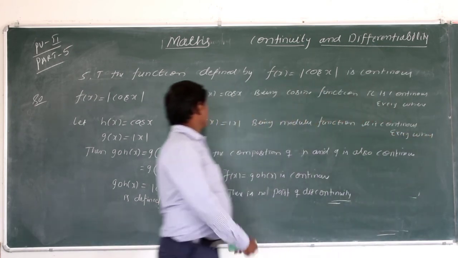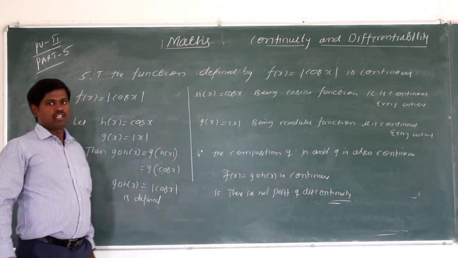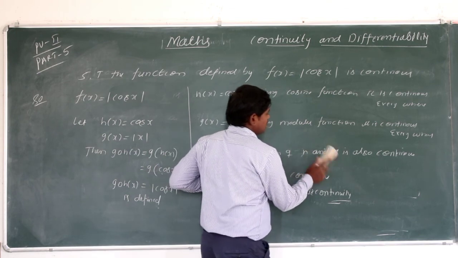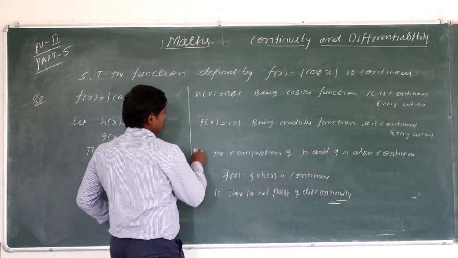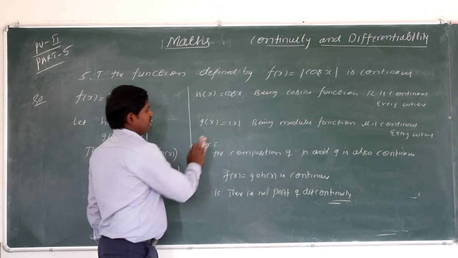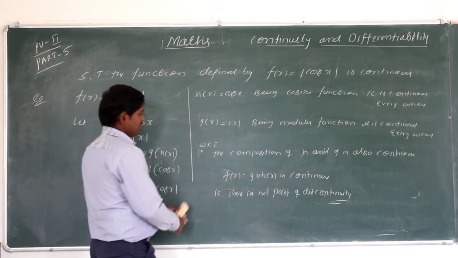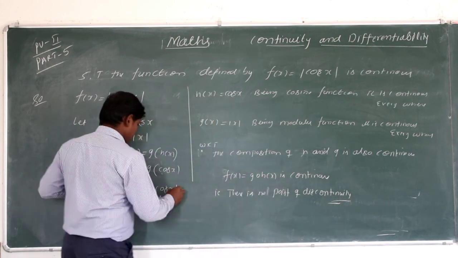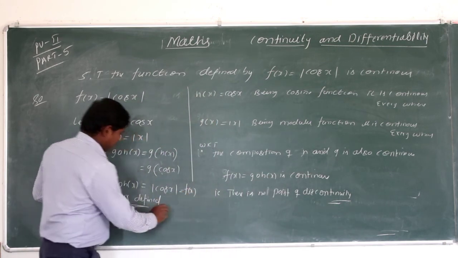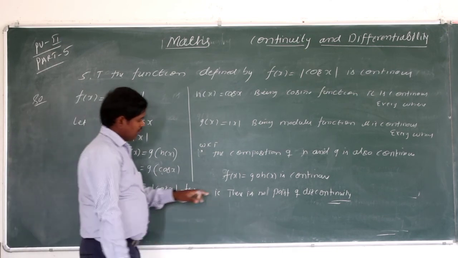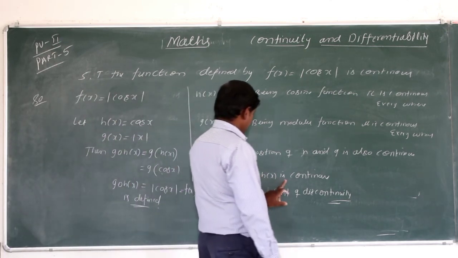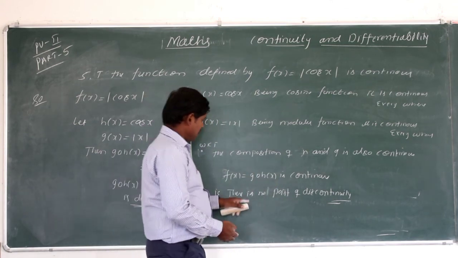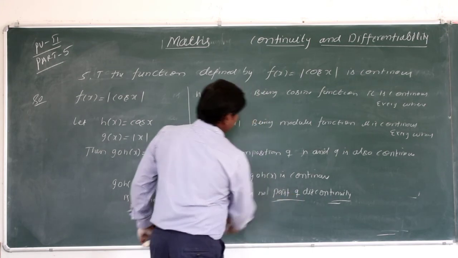So h of x is continuous and g of x is continuous. So the composition of h and g is also continuous. We know that the composition of two continuous functions is also continuous. Therefore, f of x is equal to g of h of x, this is the limit f of x, is defined. So g circle h of x is continuous. Therefore, there is no point of discontinuity.